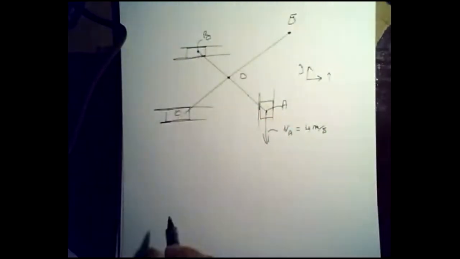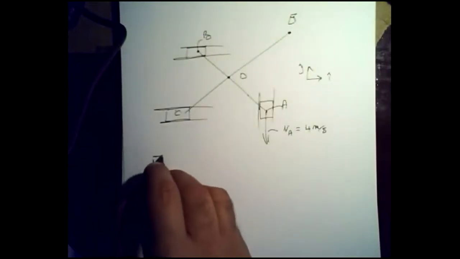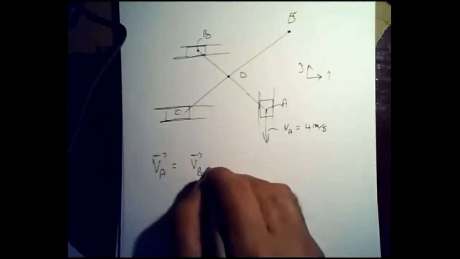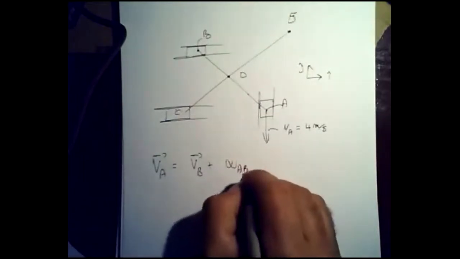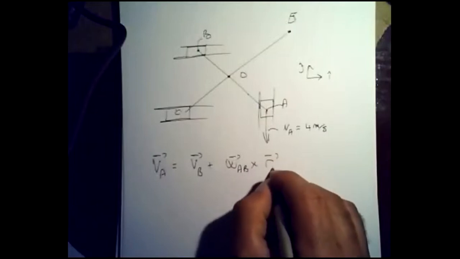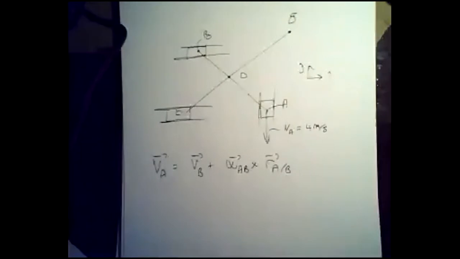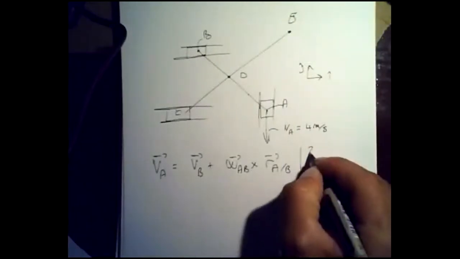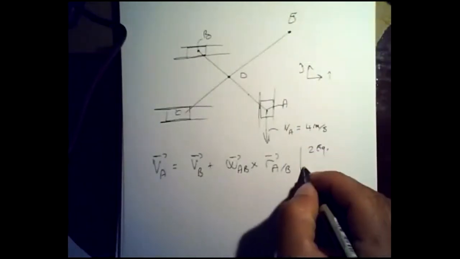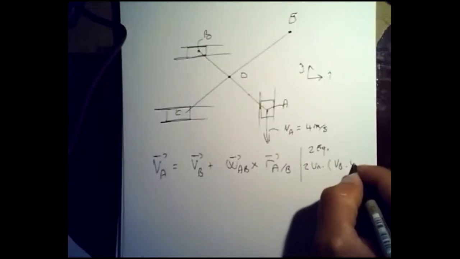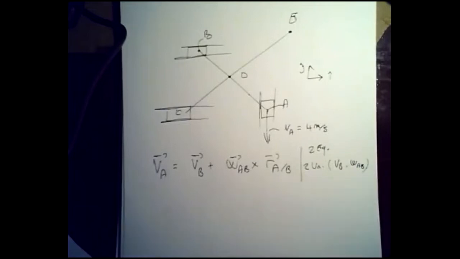Two equations, two unknowns allow us to find the angular velocity and then the velocity of point B. So if I write VA is equal to VB plus omega AB cross RA as viewed from B, this is two equations and two unknowns: VB and omega AB. It is two equations because it is one equation in the I and one in the J direction.